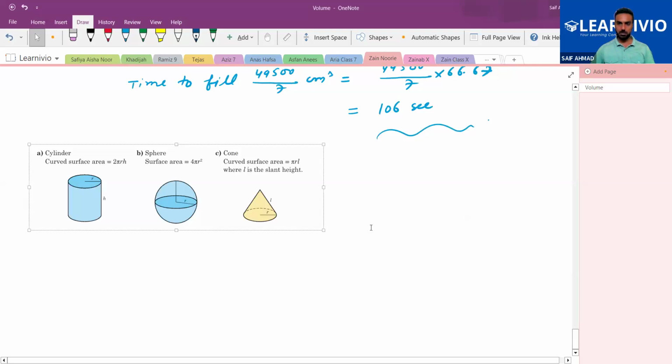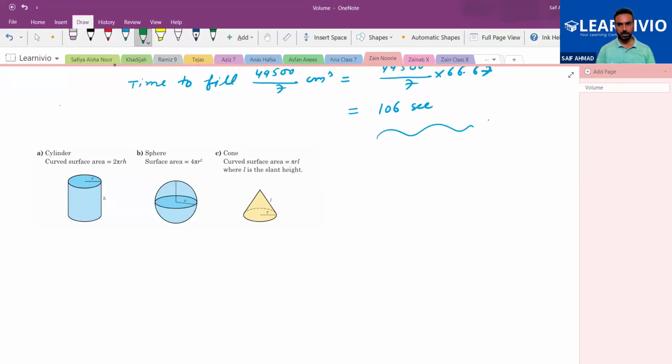Okay, now these are the three solids. First we have the cylinder. The surface area of the cylinder is 2 pi r h. Then 2 pi r h is the formula of surface area.